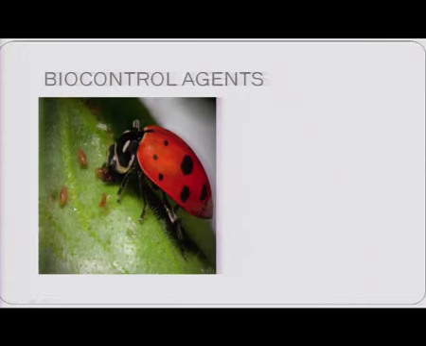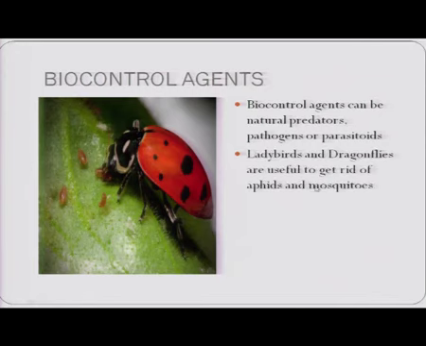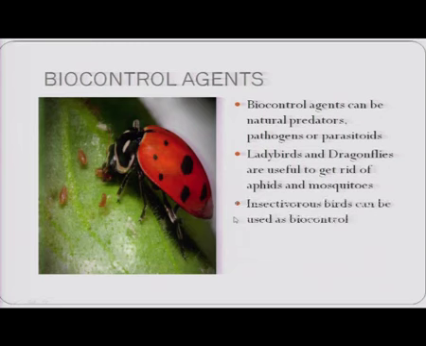So, biocontrol agents can be natural predators, they can be pathogens which cause disease, not in the plants, but in those organisms which are harming the plant. They can be parasitoids, they can be parasites on the aphids, mites and insects which are destroying the crop. So, biocontrol agents can be categorized into three groups: natural predators, pathogens and parasitoids. Ladybirds and dragonflies are the common examples which are useful in getting rid of aphids and mosquitoes.